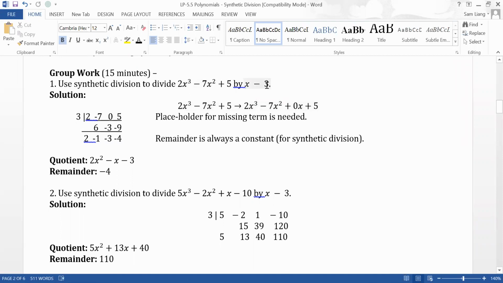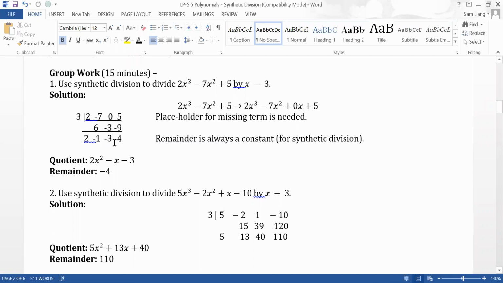And then the divisor is x minus 3, so c is 3, right? First thing I'm going to do is bring down the 2. You get 2, and then 3 times 2 is 6. Add -7 and 6, you get -1. Then 3 times -1 is -3. Add that, you get -3. Then lastly, 3 times -3 is -9. And then that'll be -4.